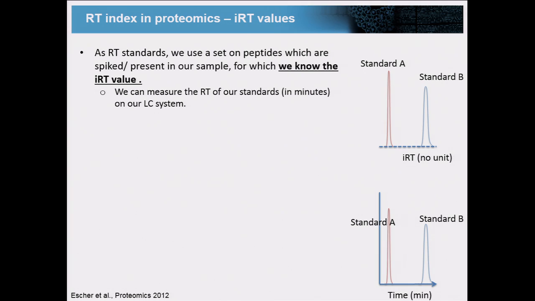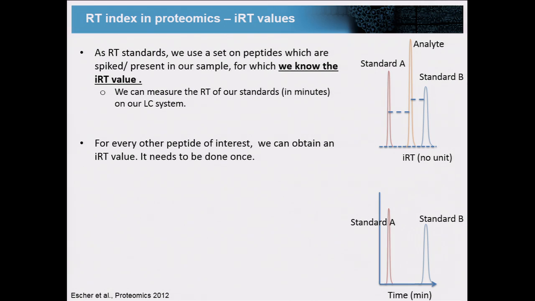Then, whenever we go to a new machine, or our machine but we change the column, we can measure the RTs of our standards, and that will give us a value in minutes. So first we had IRT values that were provided, we knew them. We go and measure these on a machine, and then we get some numbers in time. The next thing that we need to do is get an IRT value for our peptide of interest. And this, unfortunately, needs to be done once. So at least once we need to measure in real time our analyte compared to the standards. We cannot always just guess it. And then we will know the IRT value of this analyte.